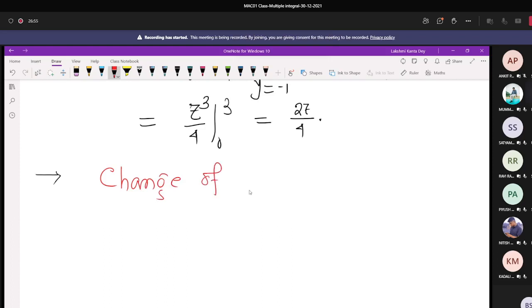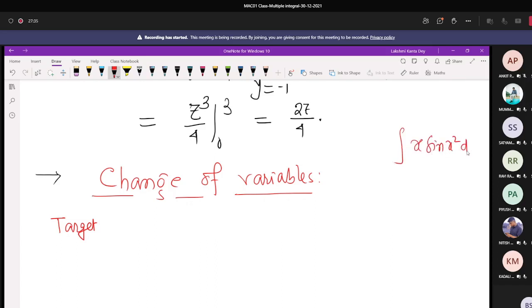Change of variables. Okay, so particularly, I like to give some special condition. Suppose our target, before coming to the general case of change of variables, I would like to tell, for example, the integral of x sine x square dx from 0 to, say, pi.